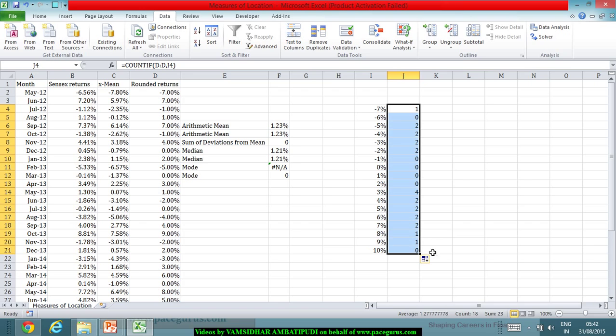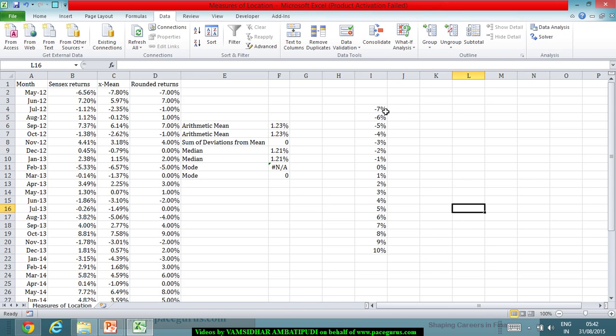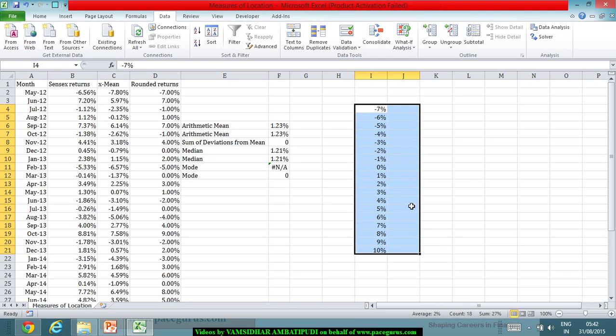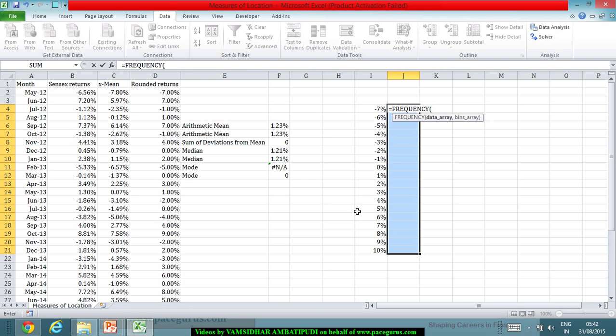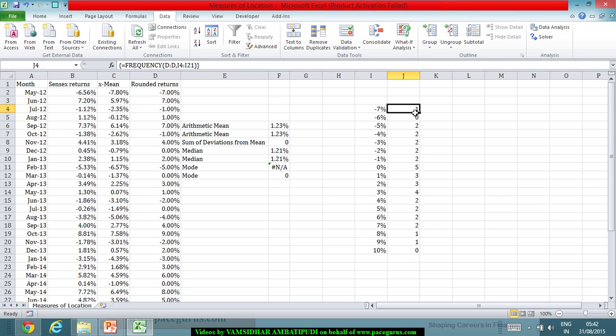We'll not use this formula, we'll use the formula called frequency. For this entire lot, within this entire data, I'll take these as my bins. I'll do a control shift enter. Okay, here things are better. So I'm getting -7% occurring once, and these all are occurring twice. -5% to -1%, 0% is occurring 5 times. 1% and 2% are occurring thrice, whereas 3% is occurring 4 times.